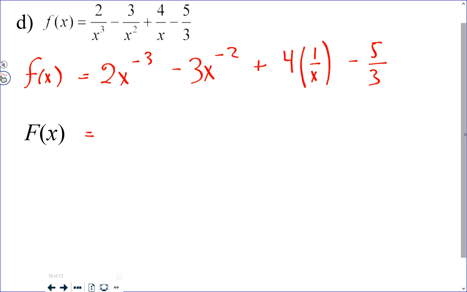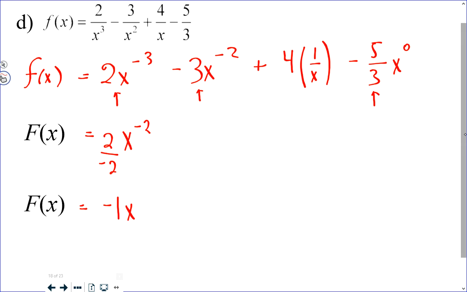Remember that we have developed a little bit of a rule for terms like this one, and even this one. When you differentiate, you drop 1 from the exponent and multiply by that exponent. So when you antidifferentiate, you increase the exponent by 1 and you divide by the new exponent. This is going to be negative 1 x to the negative 2.